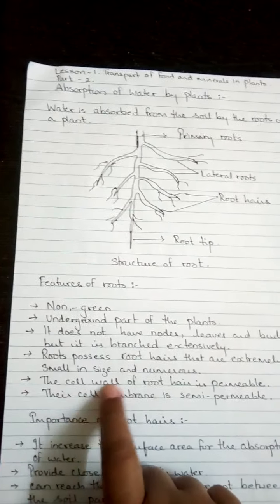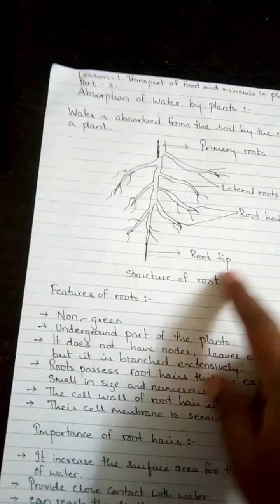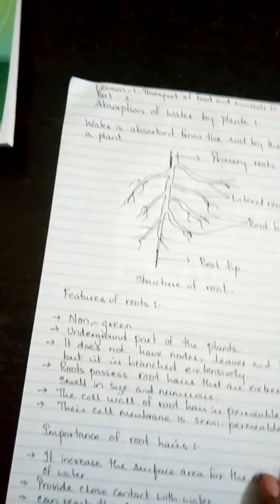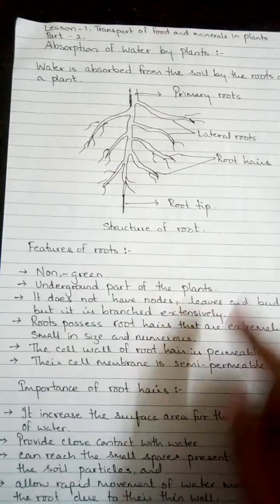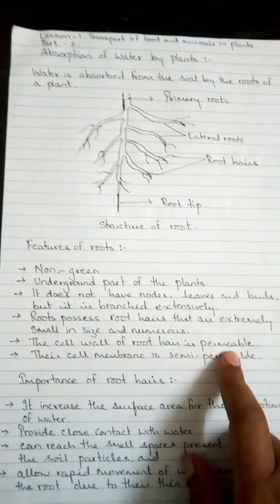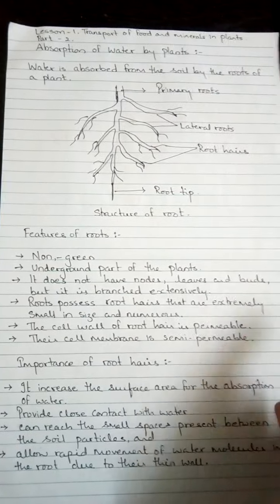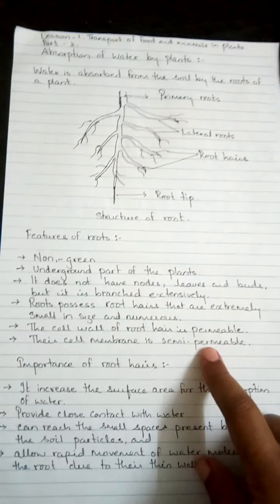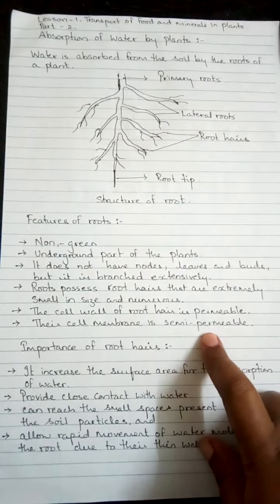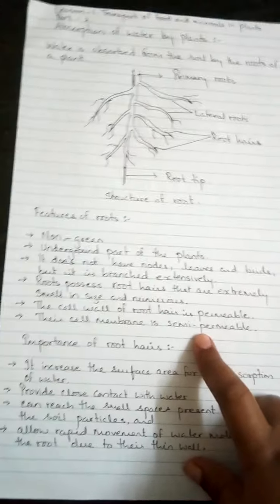The cell wall of the root hair is permeable. Now the cell wall, that is the first outer layer of the cell, is permeable, it says. That means it allows most of the substances to pass through it. Next it says their cell membrane is semi-permeable. Now the cell membrane is the second layer of the plant cell and it is semi-permeable. Semi-permeable means it allows only some particles to get inside and not all. It is like selective things passing through.